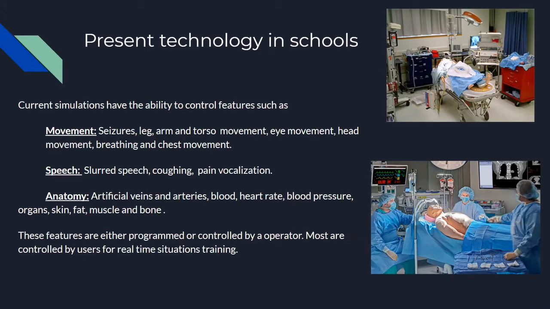The computer also controls things such as blood flowing through artificial veins and arteries, so the students can work with IVs and blood transfusions and stuff like that. They also have a heart rate and blood pressure so that you can monitor those and check their vitals. So you can see their heart rate, blood pressure, and blood oxygen levels. They're also anatomically correct, with organ, skin, fat, muscle, and bone all simulated.